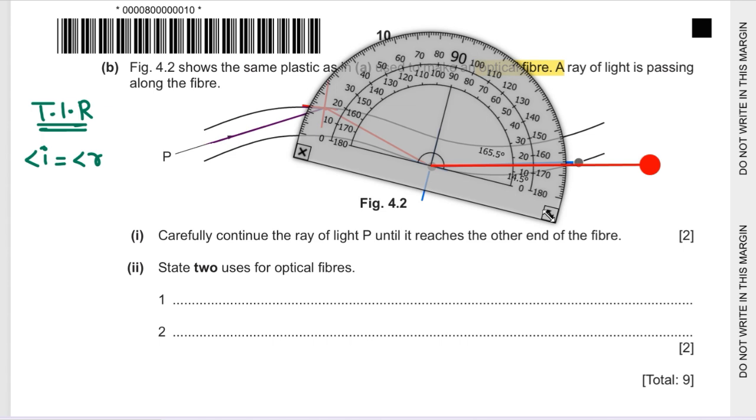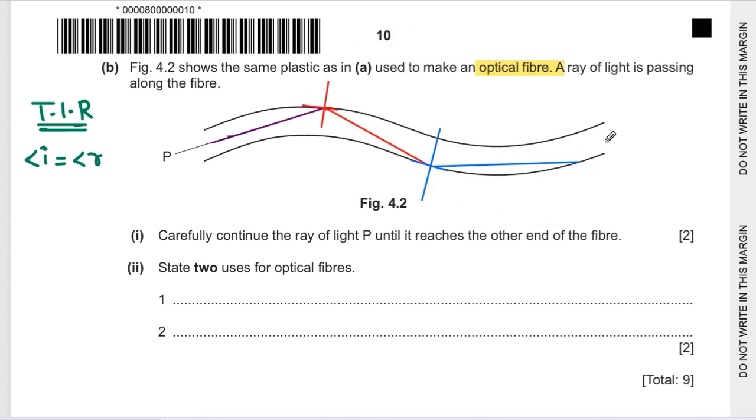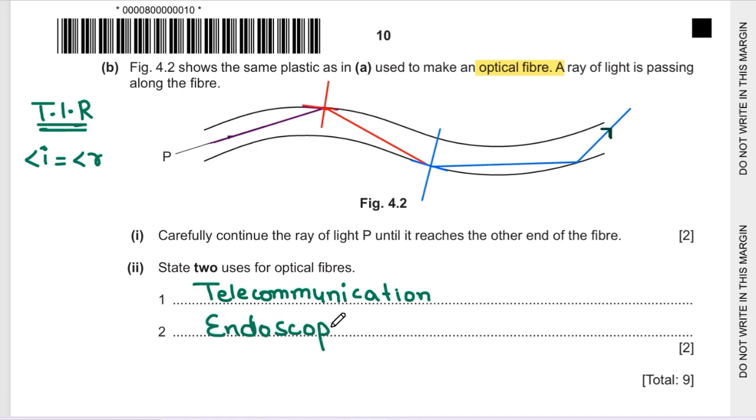As you can see, it is falling on another part of the optical fiber. From this part, it can just go outside the optical fiber. So you have drawn a complete path in the optical fiber and it will get you 2 marks. Next question is saying state 2 uses of optical fiber. So I am naming telecommunication and endoscopy.